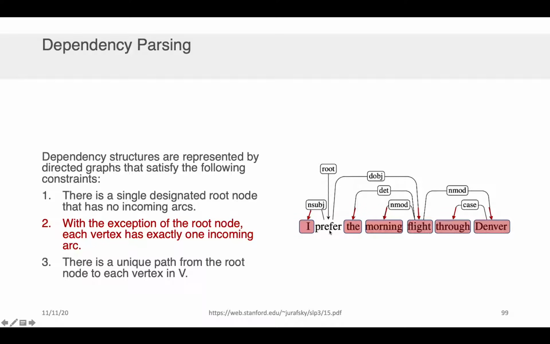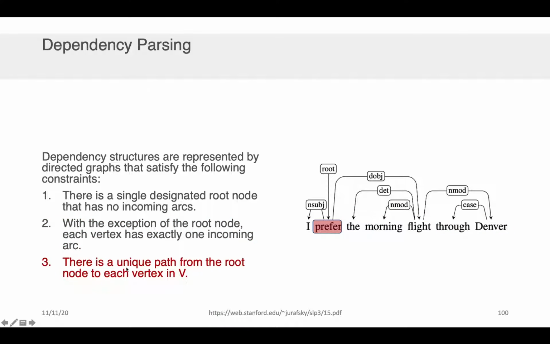The second is, with the exception of this root node, each vertex has to have one and only one incoming arc. So you can't, for example, have two incoming arrows to the word morning. And you'll notice when you glance across these that each of the words only has one incoming arrow coming into it.